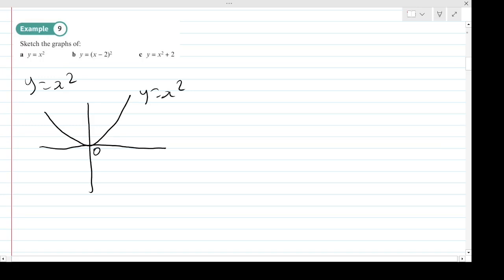Cool. Then part B says sketch y is x minus 2 squared. Now what you could do, you could just expand it and then get a quadratic, and then you could sketch that quadratic using the ideas that you've learned about sketching quadratics. So you find the turning point to find the minimum, you find the y-intercept and the roots, and then go from there. But that can be a lot of work, right?